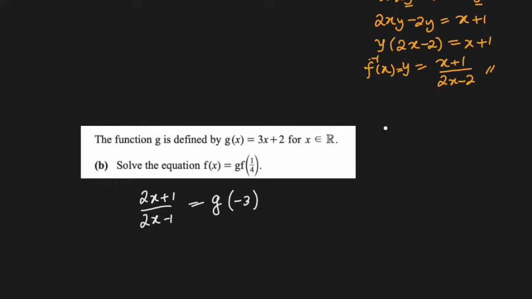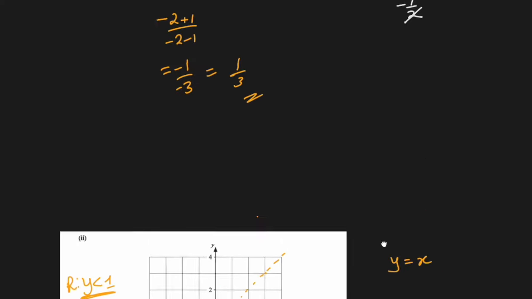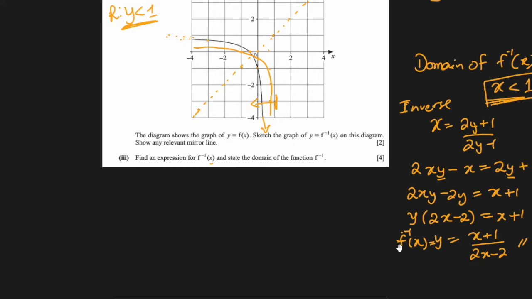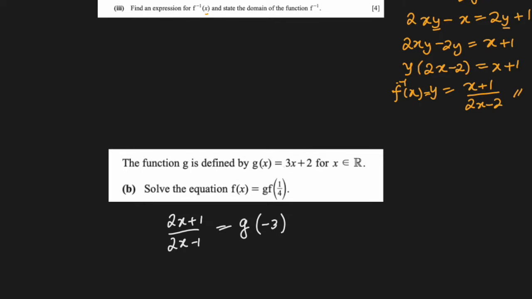Just now, I hope minus 3 only. I'm not making any mistake. Yes, minus 3. So now in this we will put g of minus 3. So (2x + 1)/(2x - 1) is equal to, in place of g of minus 3 I will write here, in place of this x we'll put minus 3. So 3 times minus 3 plus 2, which is minus 7.